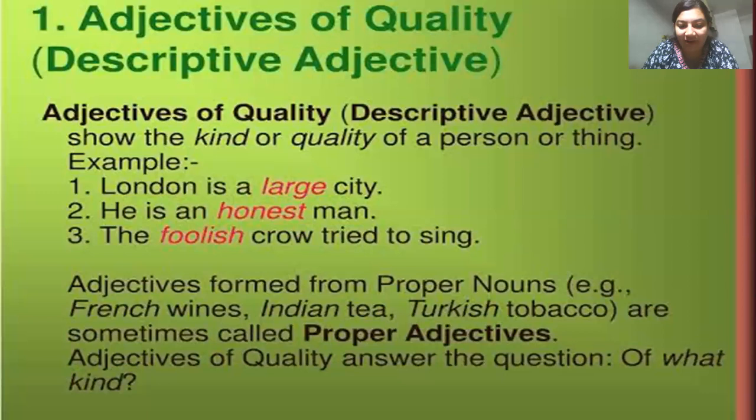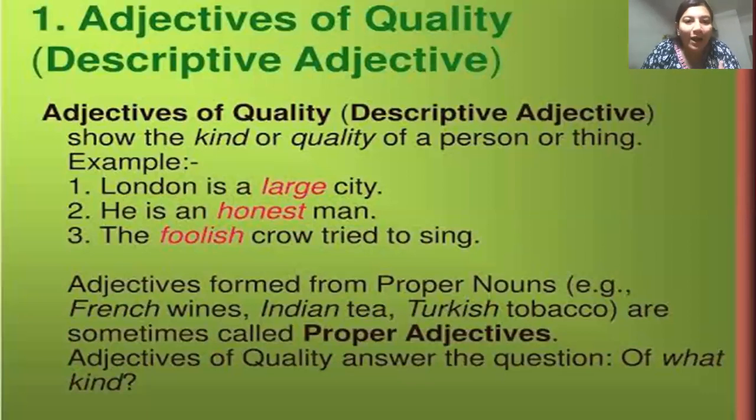So here words like French, Indian, Turkish, these all are used as an adjective stating us कि वो जो wine, tea या tobacco की बात कर रहे हैं, they belong to those regions or those places. So at that time, when such proper nouns become the adjective, they are known as proper adjectives.